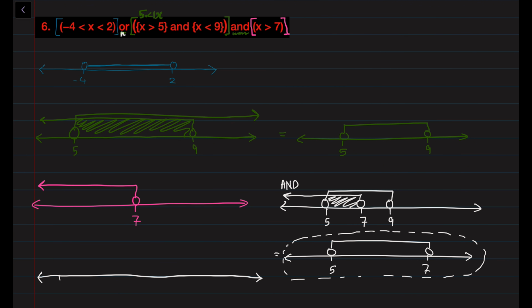We have numbers from -4 till 2 and numbers from 5 till 7. These two are excluded. And these two are excluded. And our final answer is this.